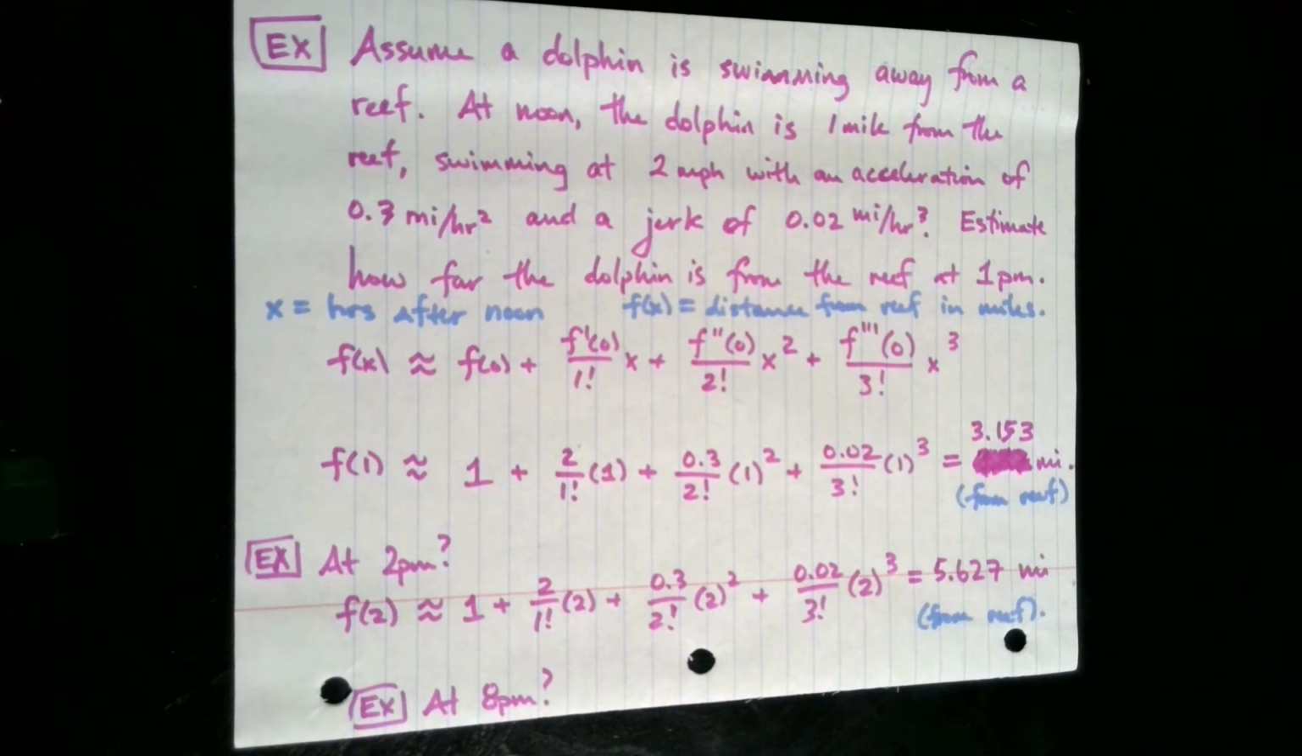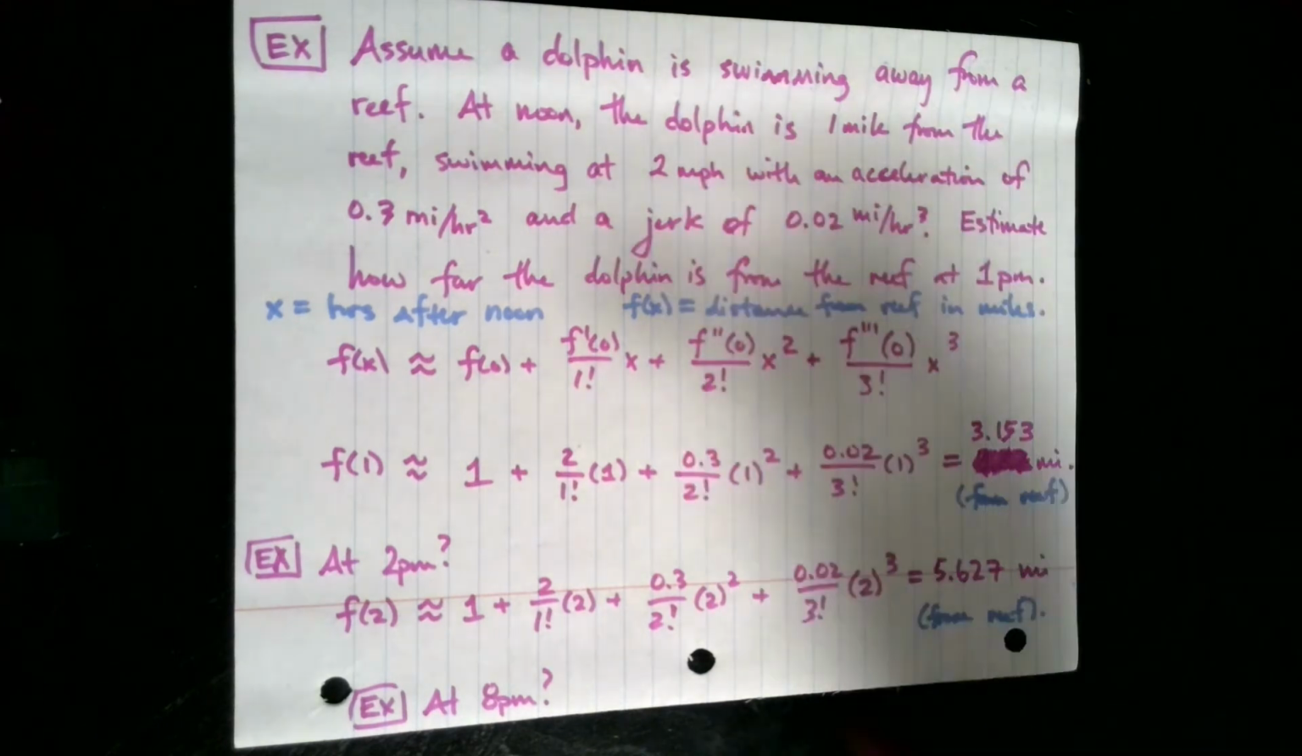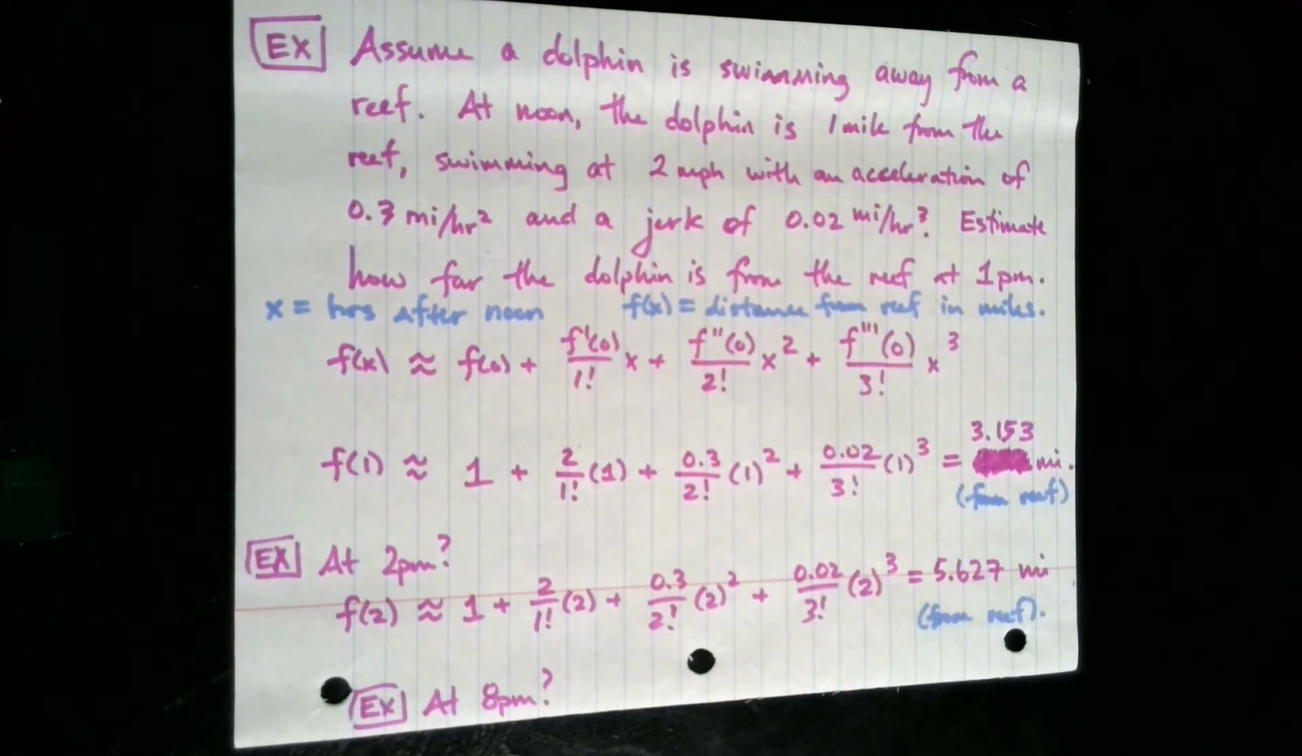And why would that be? Well, because the dolphin's accelerating, right? It's speeding up. So give the dolphin more time to speed up. It's going to be going even faster. The jerk is also affecting the acceleration, which is making the dolphin speed up just as well. So here's an approximation of where the dolphin's going to be at 2 o'clock.